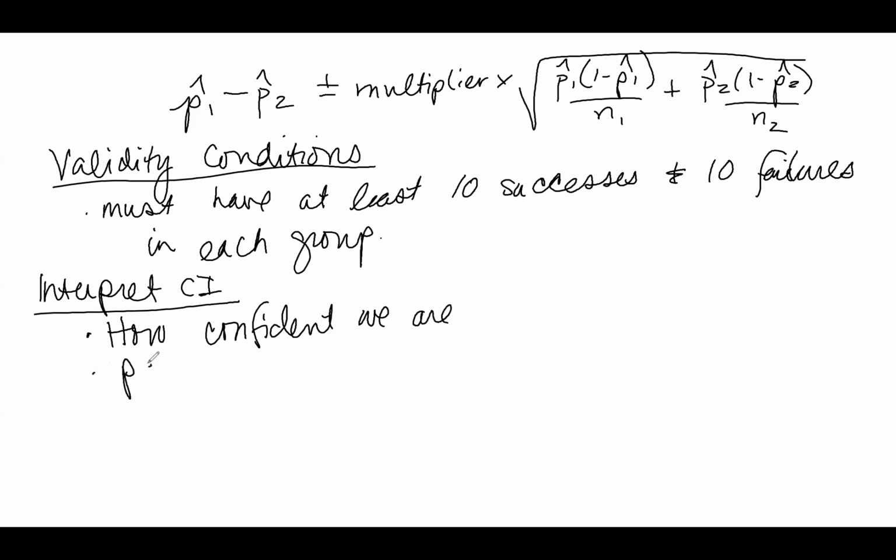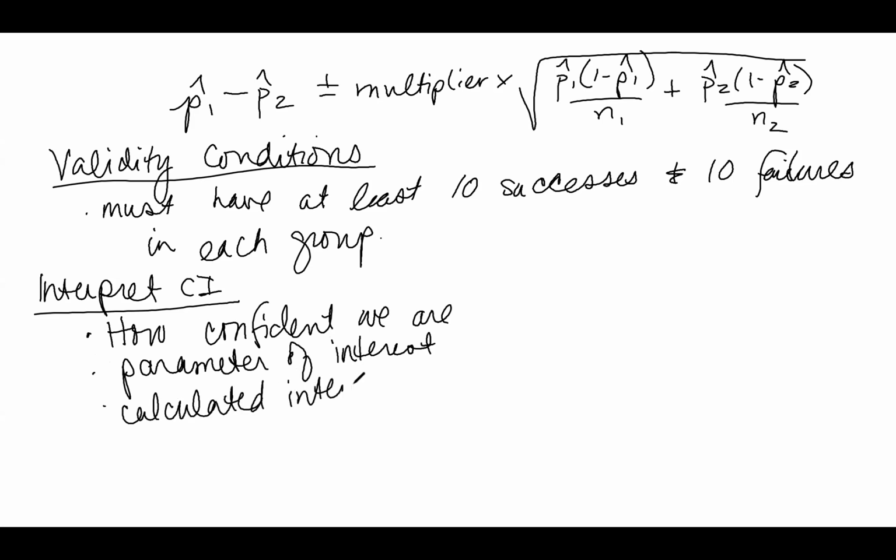We're going to include our parameter of interest because we're always confident the parameter is within the confidence interval. We're going to have our calculated interval. And then we also want to include the order of subtraction. Which group has the highest proportion? And that's kind of the new addition when we think about interpreting confidence intervals. Any questions so far? No.